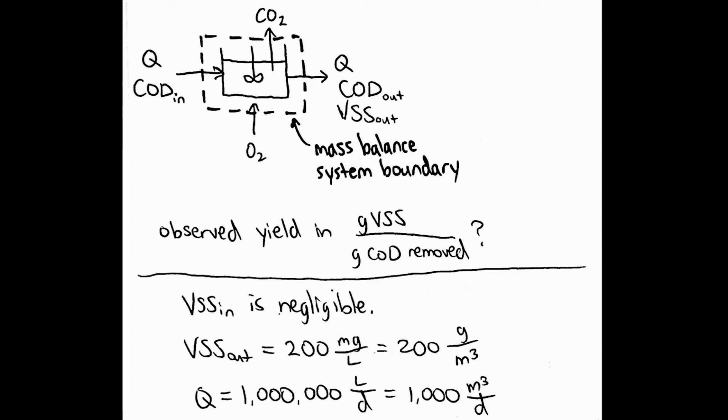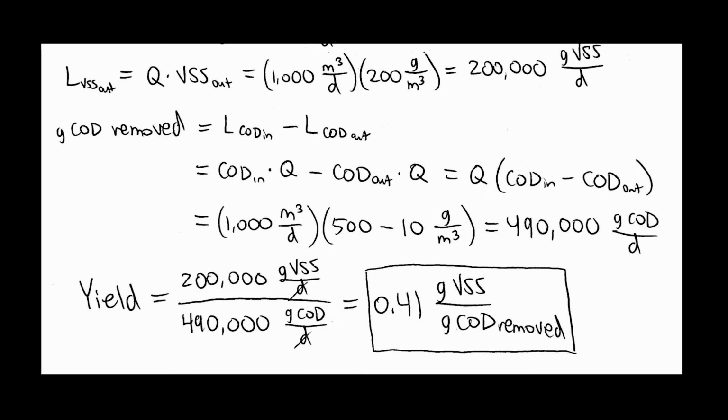What's leaving the reactor in terms of VSS concentration is 200 milligrams per liter, which is equivalent to 200 grams per cubic meter. We also know that the flow rate is 1 million liters per day, which is equivalent to 1,000 cubic meters per day. Therefore, we can calculate the loading of VSS leaving the system by multiplying the flow rate by the VSS concentration. So 1,000 multiplied by 200 is equal to 200,000 grams of VSS leaving the system per day.